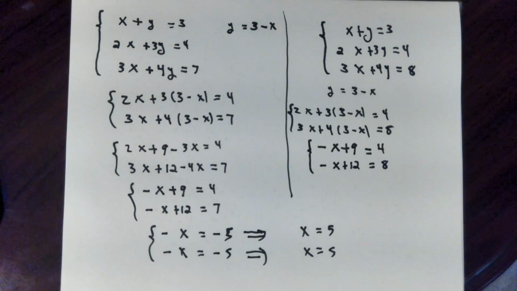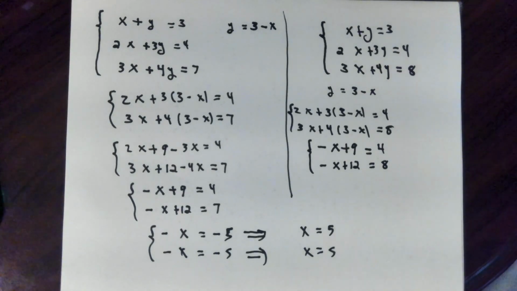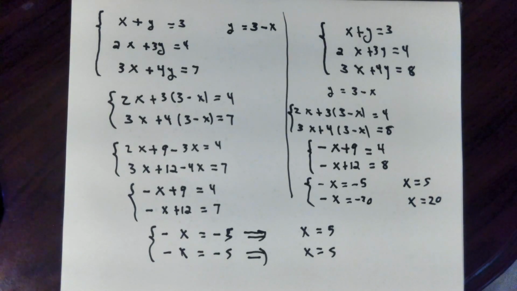Now, it's important not to get confused about this. Both of these equations have to be true at the same time if I'm going to get an x, y, and z out of this. In order to get a solution, x has to be 5. However, in order to get a solution, x has to be 20. X can't be 5 and 20 simultaneously. This system of equations doesn't have any solutions.